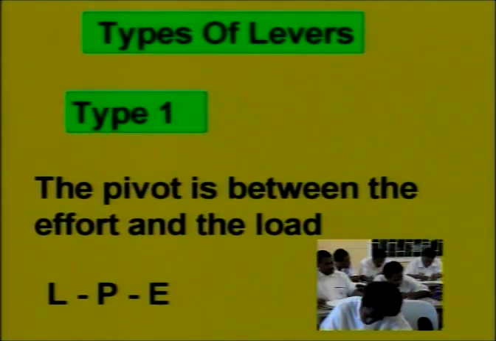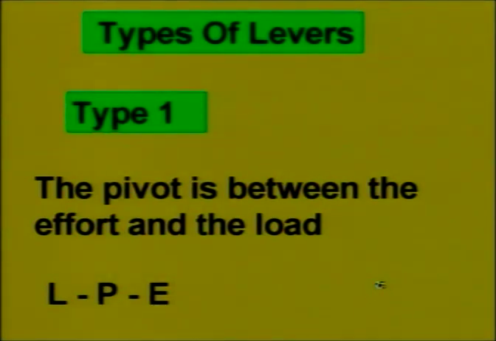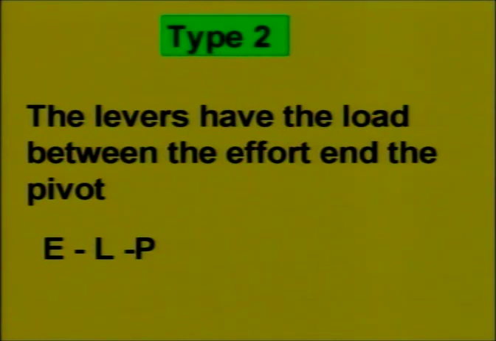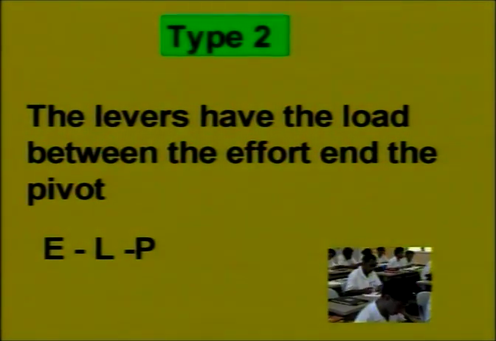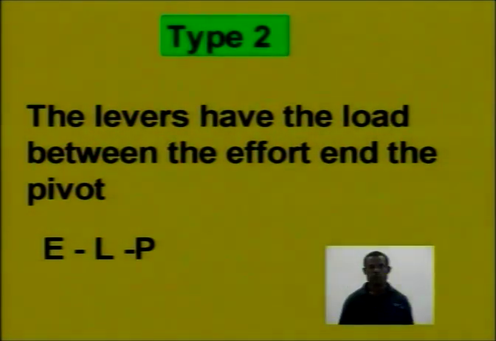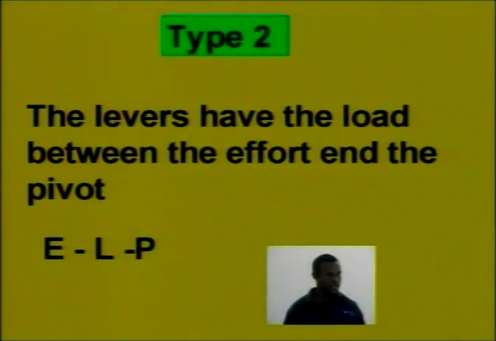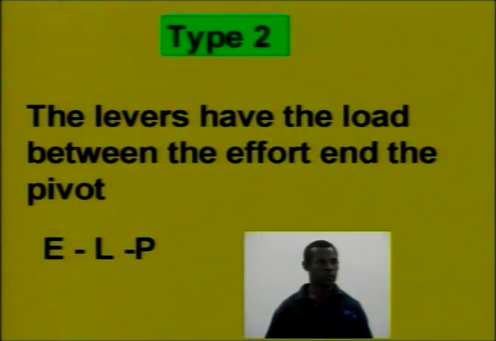Type 2 levers. This time the load is in the middle, and then you have the effort and the fulcrum, or the pivot, at the end. An example would be the wheelbarrow, which has a load in the middle, and then at the end you have the tire, which would provide the fulcrum, and the effort.